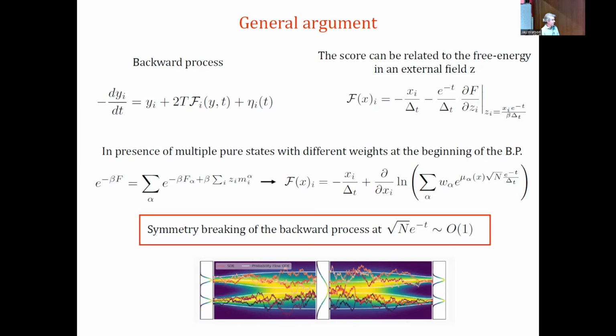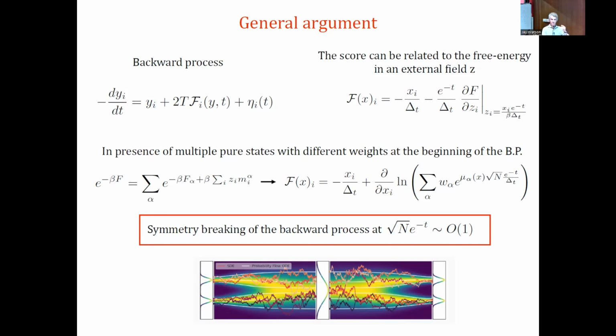Now, using this expression, you just plug it in here, and you have a general expression of the score at the very beginning of the backward process. And again, you find something which is a generalization of what I told you before. This is going to be a sum over alpha of the weights that you want to reconstruct, exponential of nu_alpha x.